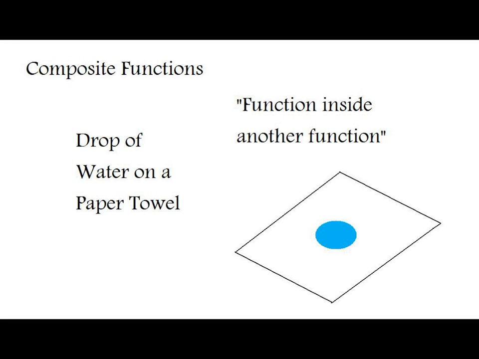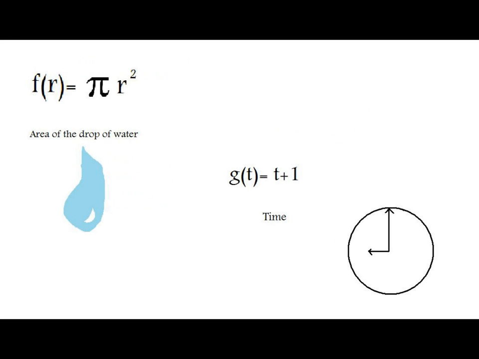The example the book gives is a drop of water falls onto a paper towel. The circular damp spot's radius grows as a function of time. In other words, every second that goes by, the radius expands. So we have two functions, f of r, which is equal to pi r squared, which is the area of the circular damp spot, and we have g of t, which is equal to t plus 1, to show the time that goes by.